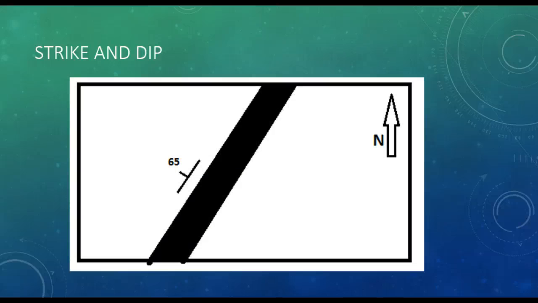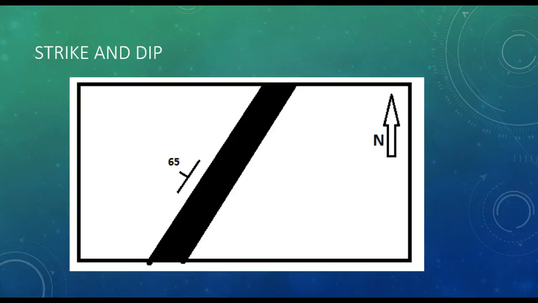It's going to be something like this one here in your lab manual. We see here, this is a map view. They told us in the map where north would be. So if we were looking down from above, from an airplane or something, we know that north in this map is up here to the top. We have this dike that's running through, and that dike has a strike and dip symbol next to it. It's indicating how this dike is dipping.